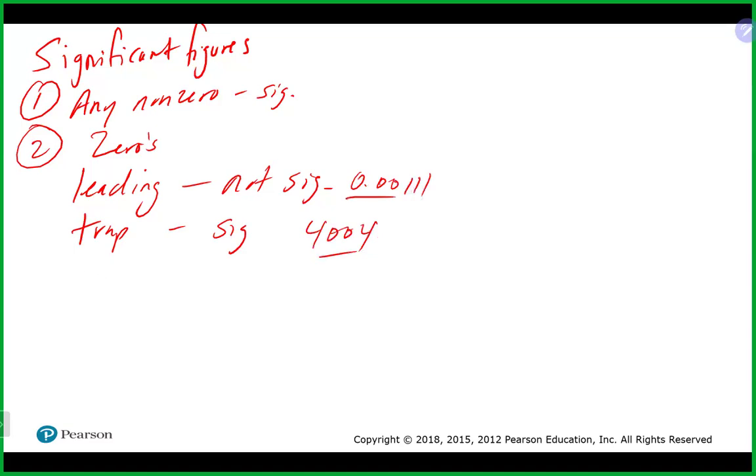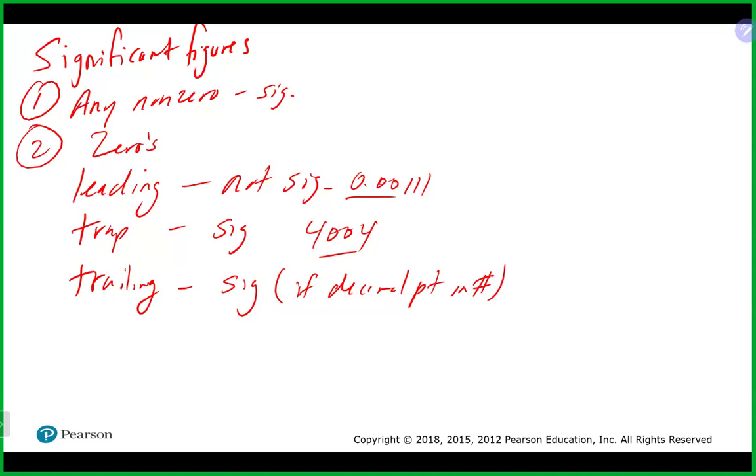Then we have the trailing zeros, and those may be significant. They're significant if there's a decimal point in the number. Remember, that's the defining factor as to whether the zeros that come at the end are going to be significant or not. Is there a decimal point anywhere in the number? As we talked about, it does not need to be right next to the zeros, as long as it's in the number somewhere.